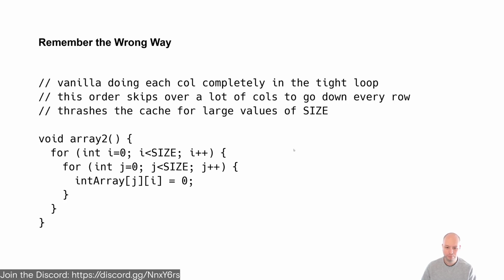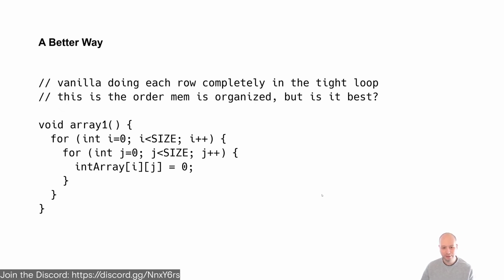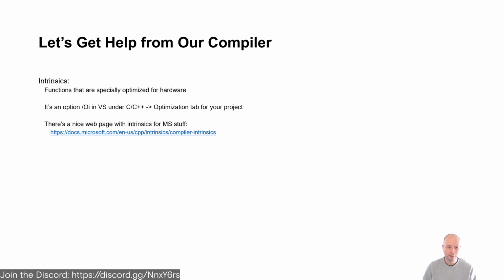Cool. So this is the better way, right? This is a tight loop. It's basically going memory location to memory location. This lines up with the way that we're storing the memory. And this is also kind of intuitive, right? If you're nesting the loop in this way, then you're going line by line and setting each one. But is this the best way? Well, that's complicated. We can actually get help from our compiler to do this.